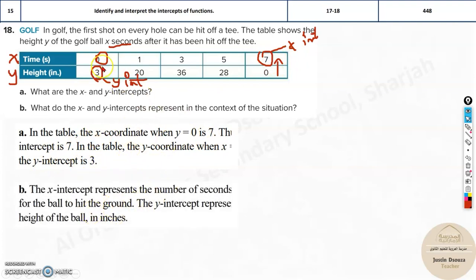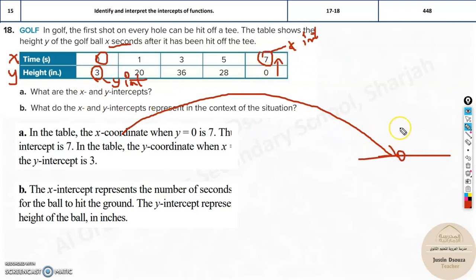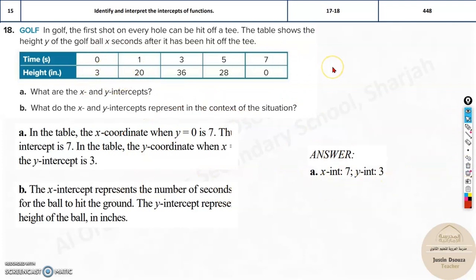And it's the same thing. What is this about? It's about time and height. You can tell x-intercept represents the number of seconds for the ball to hit the ground. Over here, now it's the height. It goes like this and it falls down. When the height is 0, that is the x-intercept. Whereas y-intercept represents the height of the ball in inches at the beginning. That is the start of the ball. So when it starts. So that's it. Over here, main thing is understanding what is x and the y-intercept. That's it. It's just two topics.